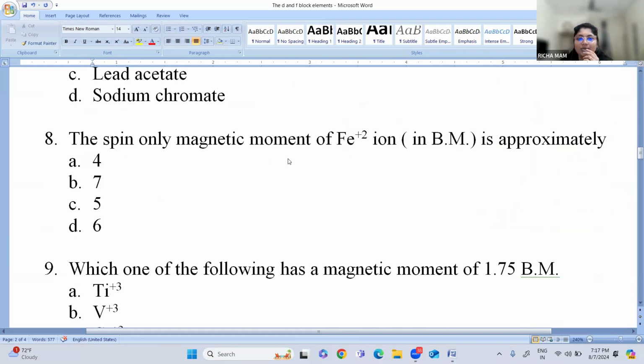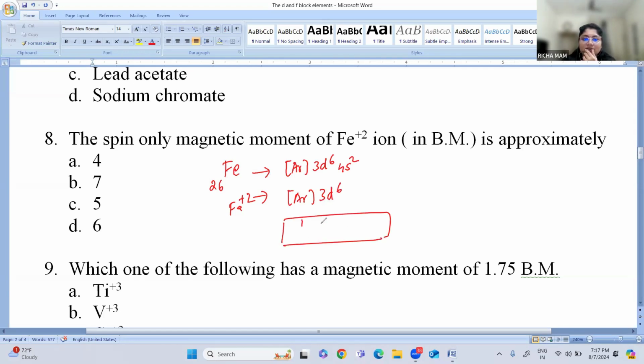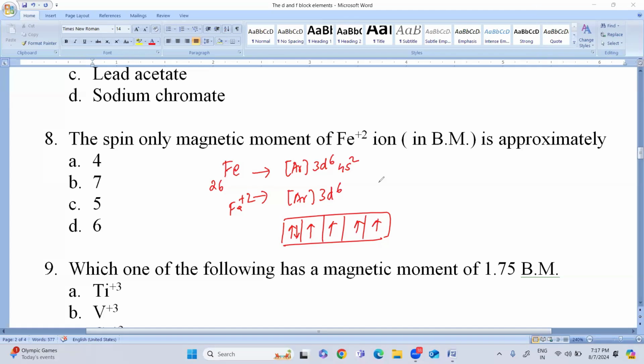The spin-only magnetic moment of Fe2+ ion in Bohr magneton is approximately. Iron is 26, so argon 3d6 4s2. So Fe2+ is argon 3d6. Write the electron distribution. First the electrons should be added singly, and then the pairing will take place. So there are 4 unpaired electrons. So n is equal to 4.